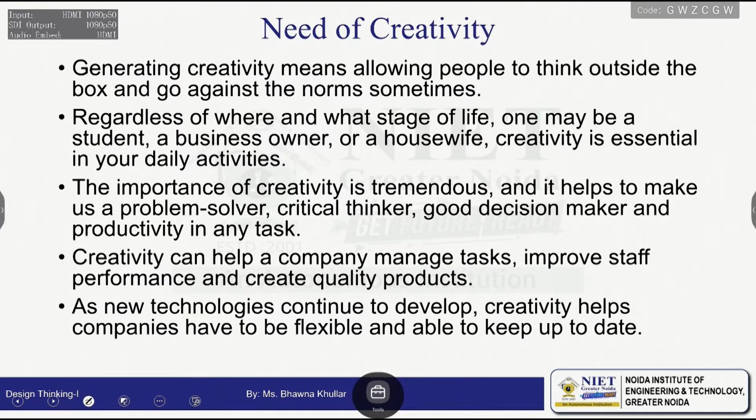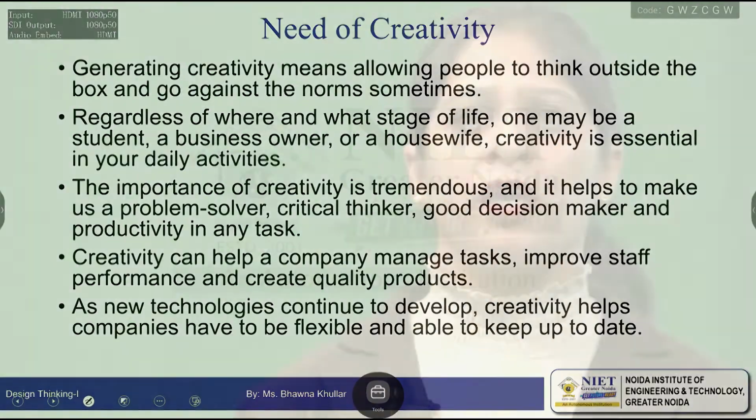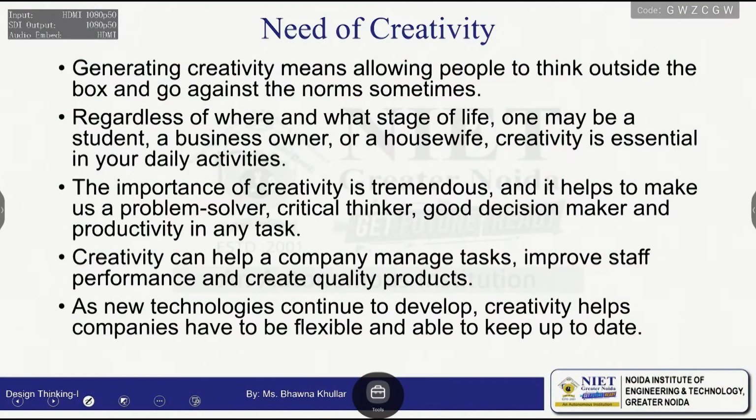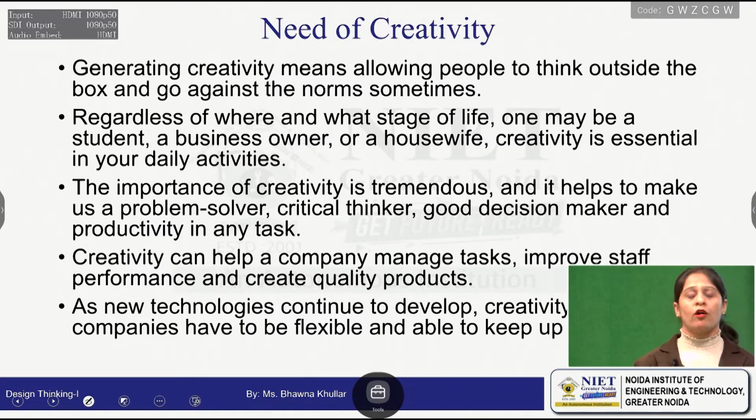So, the need for creativity. Generating creativity means allowing people to think outside the box and sometimes go against the norms. I already told you there is no limit to thinking. There may be going against norms sometimes.